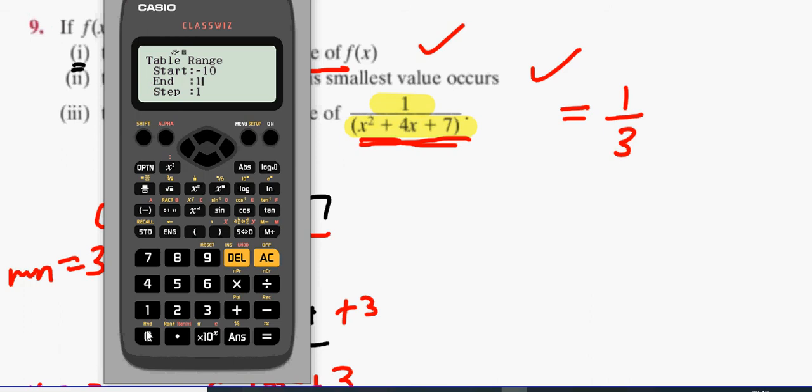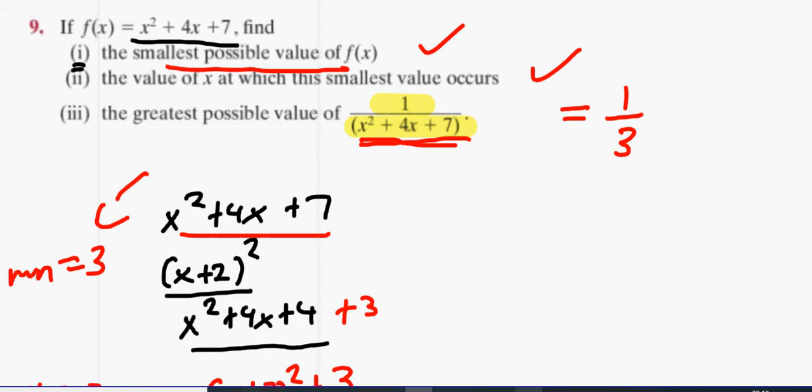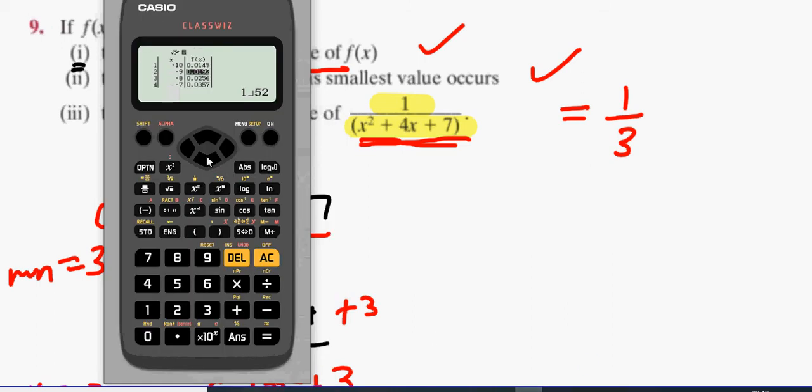Okay, now what's happening here is it's putting in all the different values. So, when you put in minus 10, the answer is 1 over 67. And we're looking for the biggest value possible. 1 over 67, 1 over 52, 1 over 39. When you put in minus 5, the answer is 1 over 12. You keep going. But when you put in an x value of minus 2, guess what the answer is? 1 over 3. 1 over 3 is the biggest value we've seen so far.